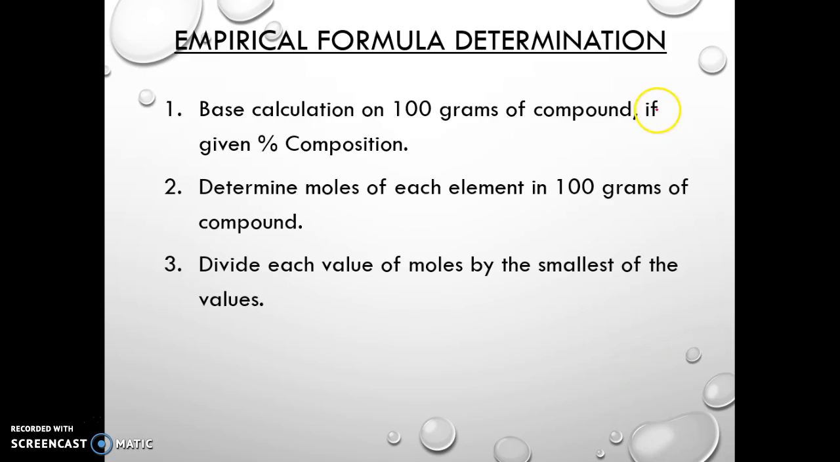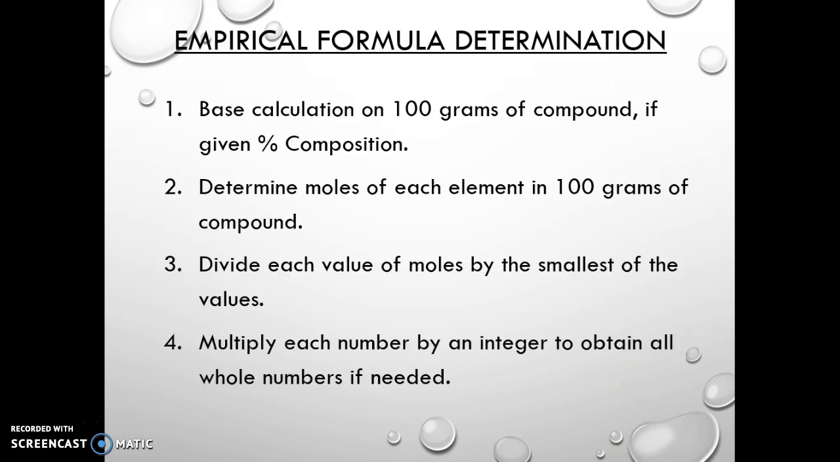So you can see what we've done. We've gotten masses here. Then we've taken those masses and turned them into moles. Now we looked at all of the mole ratios and we found the smallest one. And so then we're going to divide all of those mole ratios by that smallest one. And one of them is always going to become 1.